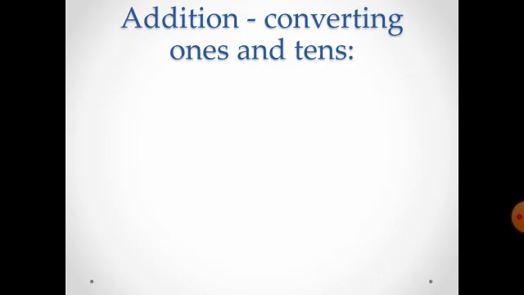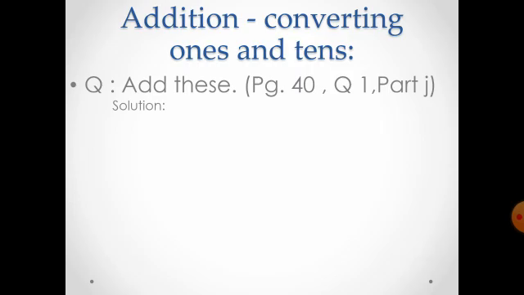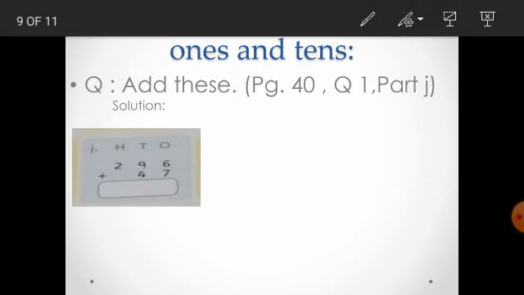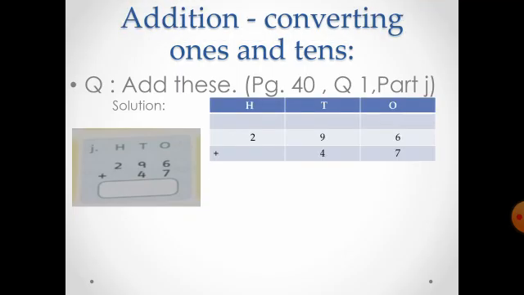Addition, converting ones and tens. Add these, page 40, question number 1, part J. Here is a picture. Ones, tens and 100 is written, 296 plus 47. We will do its solution. Ones, tens and 100 will be written in the place value, and 296 will be added to the 47.